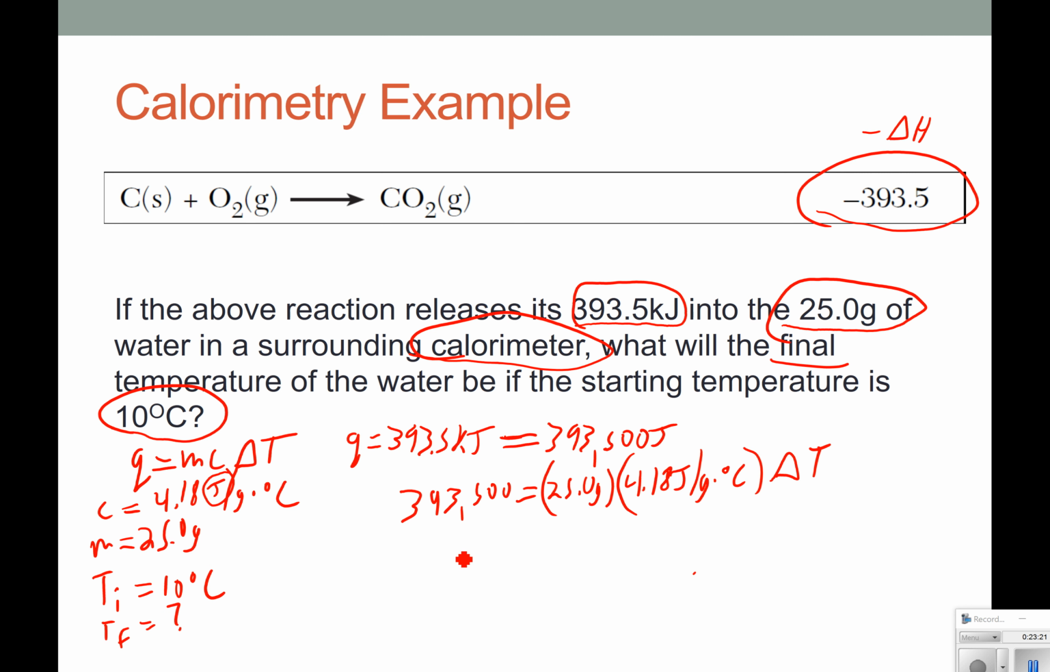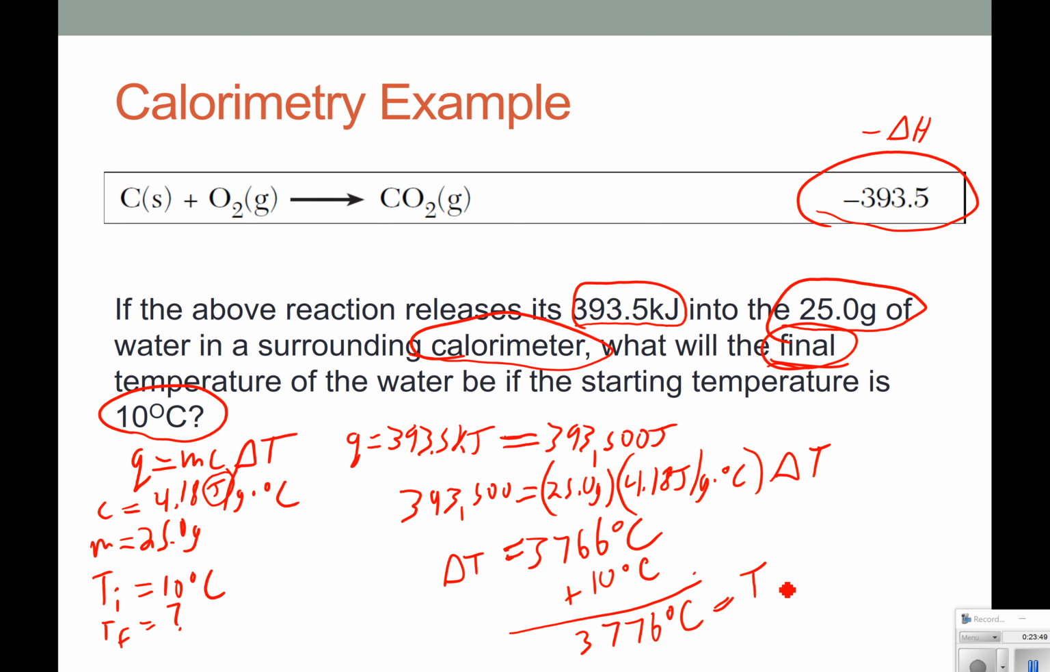And what we get here is a delta T value of 3,766 degrees Celsius. But we're not looking for the change in temperature, we're looking for what the final temperature is. Now that's the change. We know we started at 10 degrees, so we're going to add 10 degrees Celsius here, and we get our final temperature, Tf.